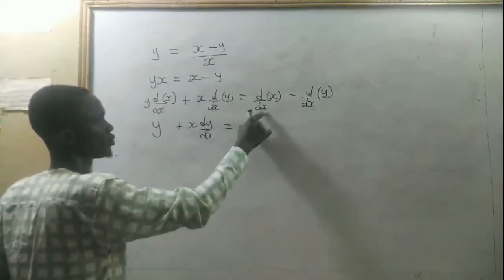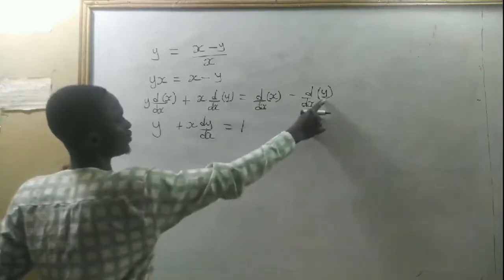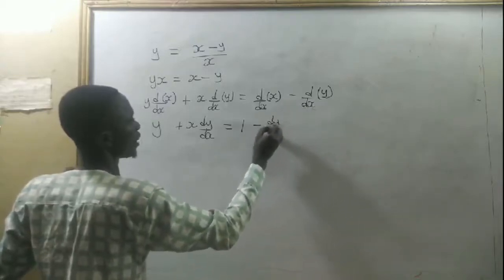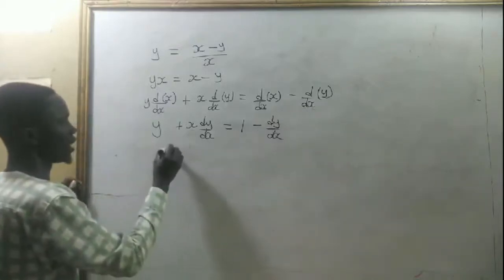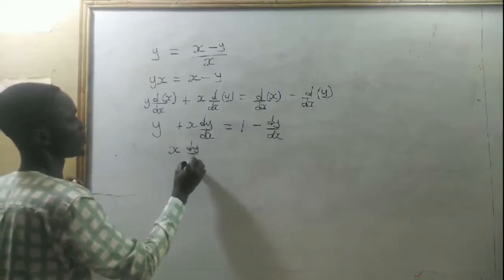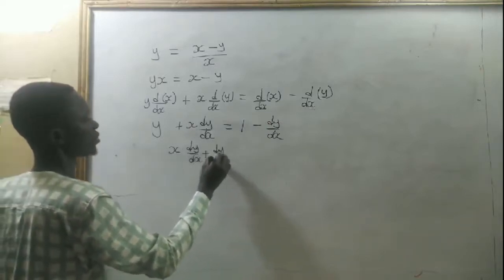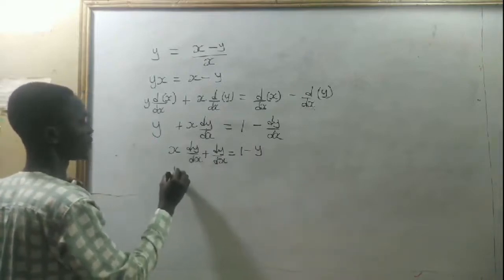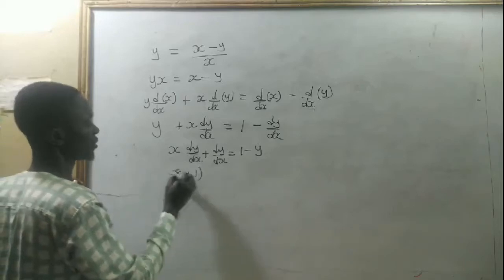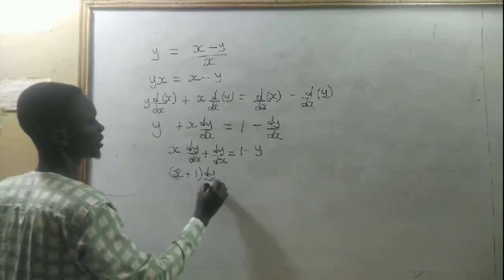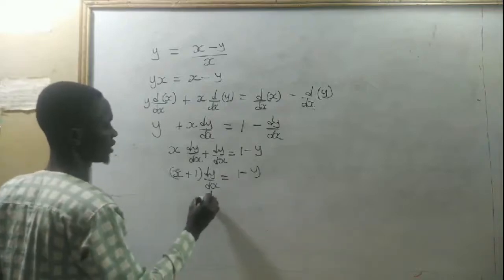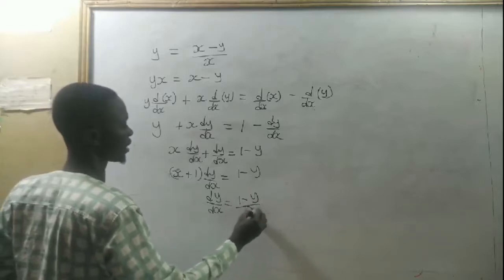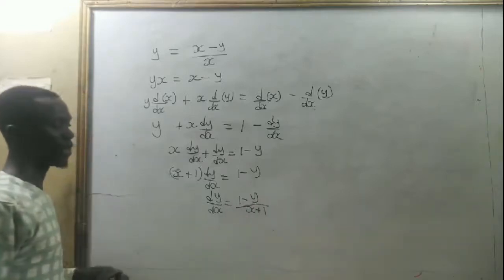If you differentiate x with respect to x, you get 1. And if you differentiate y implicitly with respect to x, you're going to get dy on dx. So we group that: we have x dy on dx plus dy on dx is equal to 1 minus y. And here we have x plus 1 dy on dx to be equal to 1 minus y. And here dy on dx will be equal to 1 minus y divided by x plus 1 as the derivative of y with respect to x.